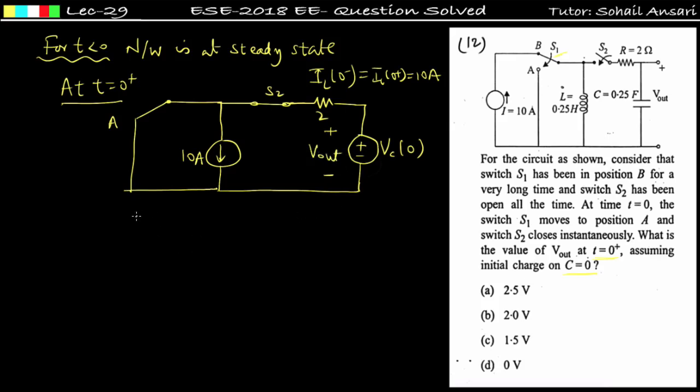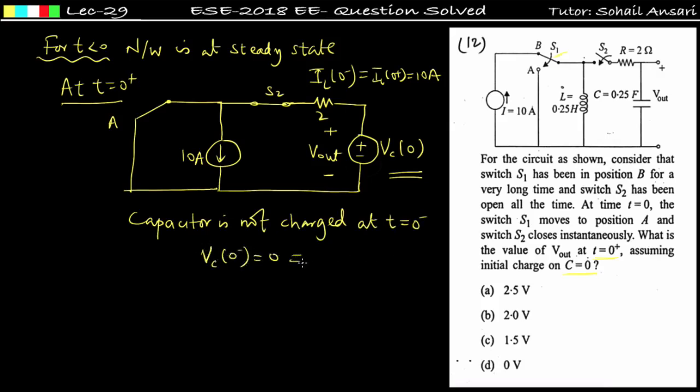So you can see that, is the capacitor charged at t is equal to 0? No. So capacitor is not charged at t is equal to 0. Capacitor is not charged at t is equal to 0 minus means Vc of 0 minus is equal to 0, and we know that capacitor won't allow sudden change in voltage, so it will be equal to Vc of 0 plus. So what I am getting, V out at t is equal to 0 plus will be equal to 0 volt. Since the capacitor is not charged for t less than 0, therefore at t is equal to 0 plus we won't get any capacitor voltage, so it will be equal to 0 volt. So option D is correct.